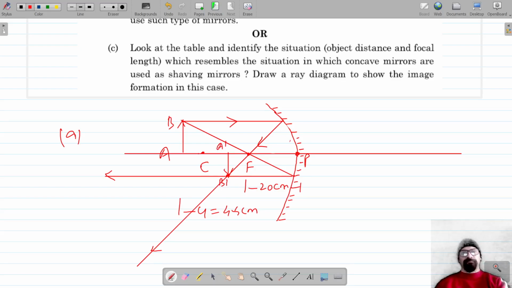Now let's read out the question and try to answer it. The object was beyond the center of curvature for the concave mirror.